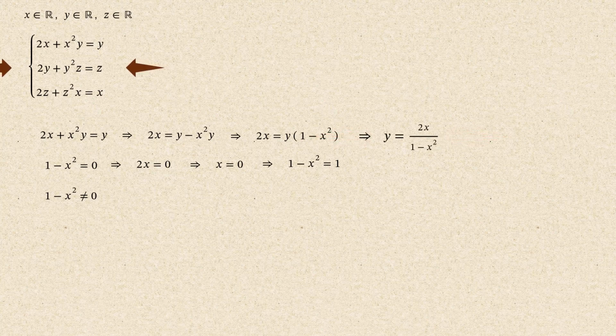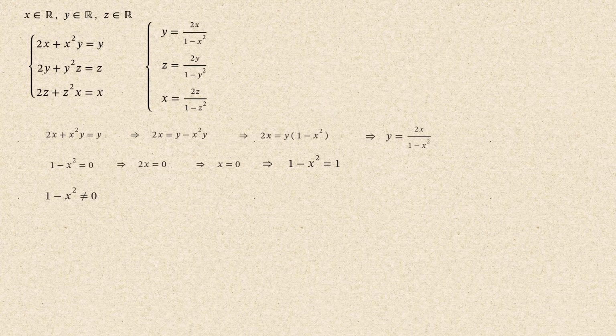The other two equations of the system look very similar, and a similar approach can be applied to them. This brings up a system of equations equivalent to the original one. We see that the right-hand sides of the new system of equations have the same type, 2t divided by 1 minus t squared. Doesn't that look familiar to you?